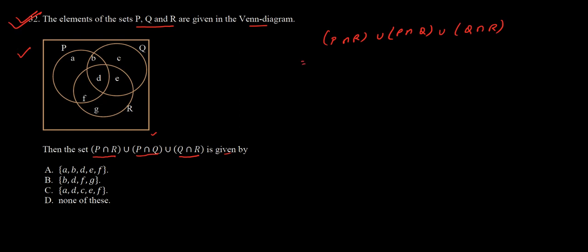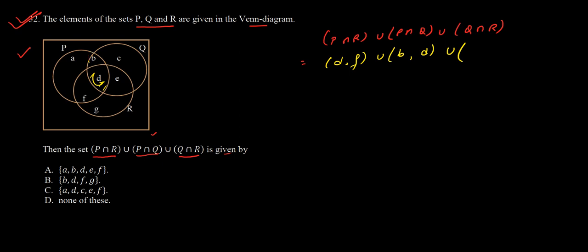So first let us see our Venn diagram, and here we need P intersection R. P intersection R is this portion, and in this portion you can see we have elements D and F. So in this part we will have D comma F, union. Again we have P intersection Q, which in the Venn diagram means this part. In this part you can see we have elements B and D. So here we will have B and D, union.